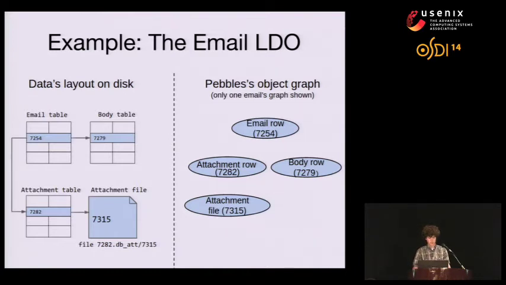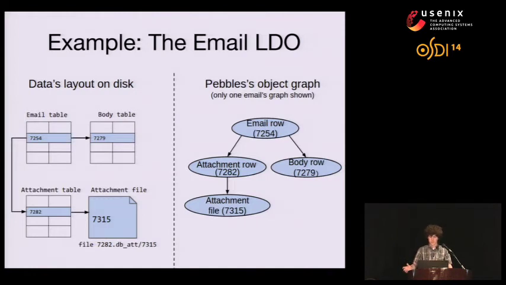So now, how does Pebbles generate the relationships between these nodes? I'll go in depth in a minute on how. But just for an example, we can leverage structure inherent in databases like foreign keys to find some of these relationships. For instance, the body and attachment tables contain foreign keys to the email table.